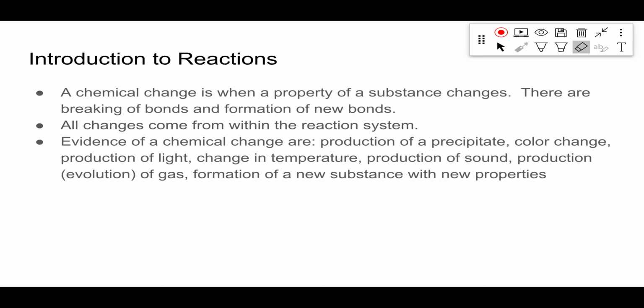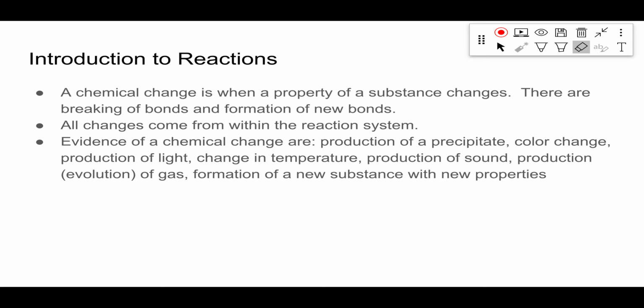Production of sound. Popping sounds, like when you add vinegar to baking soda and it bubbles, or fireworks explode. Those are going to be examples of production of sound. Sound and light are both forms of energy, so it's just transferring from chemical bond energy to different forms of energy like light and sound.